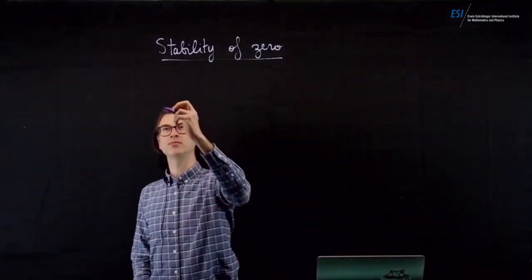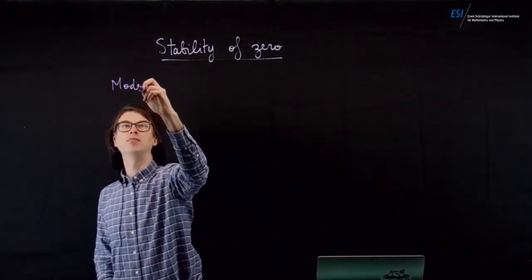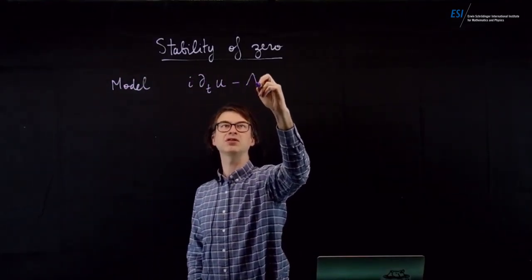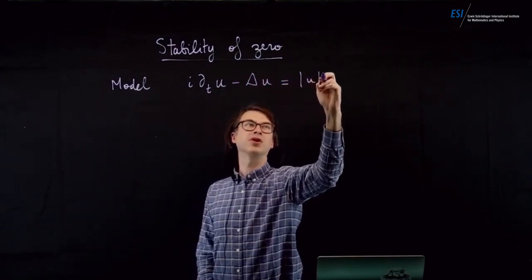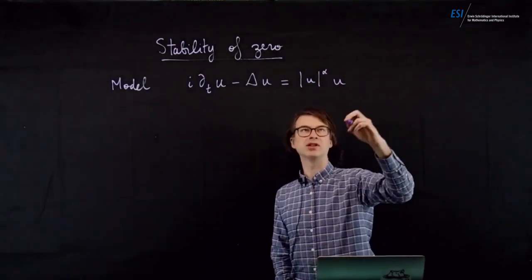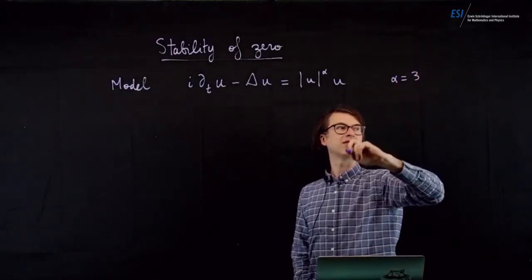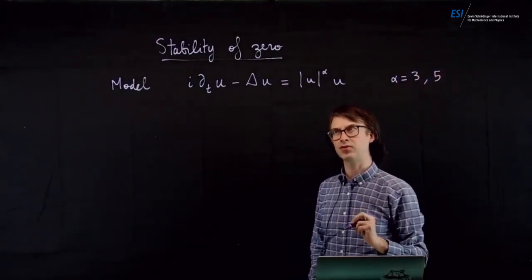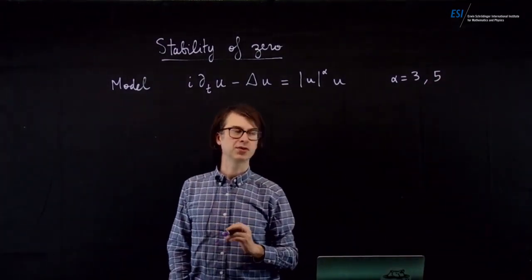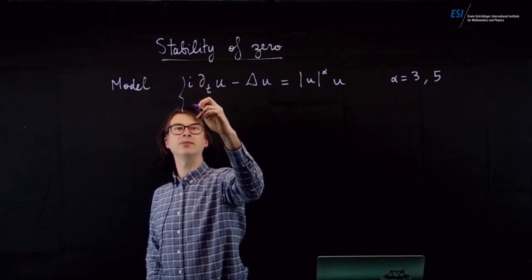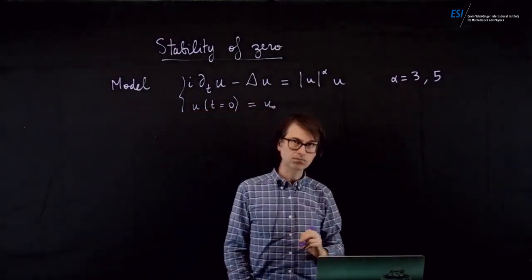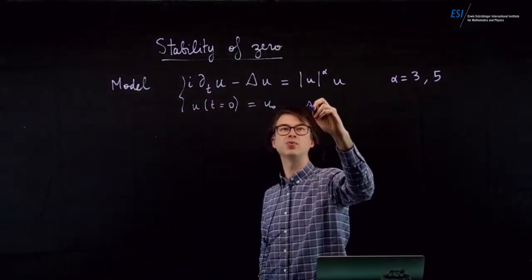So the model problem that we will follow is the nonlinear Schrödinger equation with a pure power nonlinearity. And we'll only consider two cases, the cubic alpha equals 3 and the quintic alpha equals 5. So that's the evolution problem. And we prescribe data u naught, which we assume to be small.